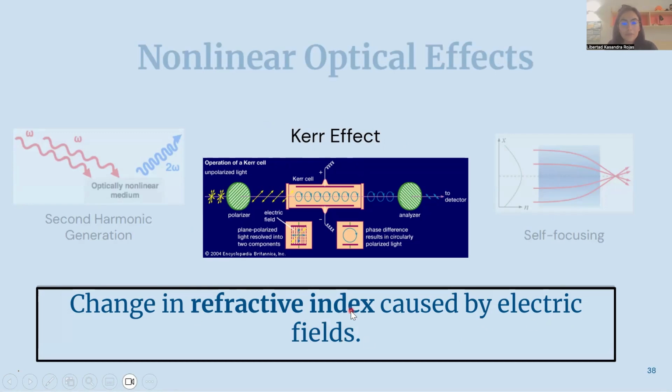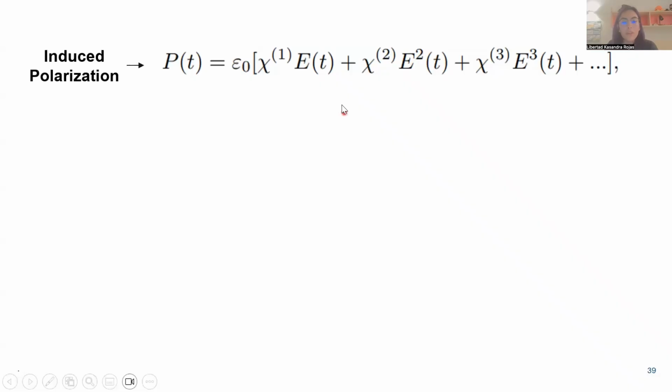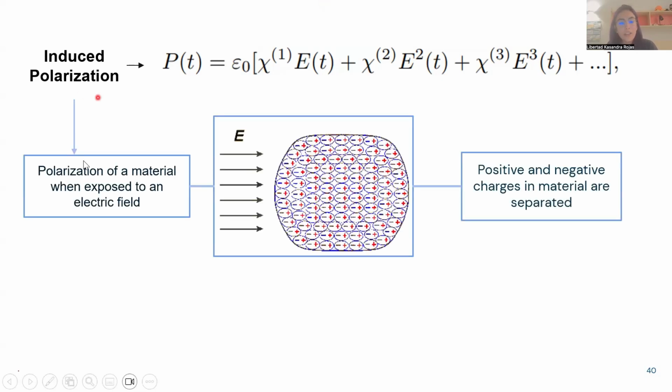Okay, so what do I mean by that? For that, we're going to look at this formula here, which is the induced polarization. Okay, and just to make sure we're all on the same page, this is the polarization of a material when exposed to an electric field. So this is the type of polarization I'm referring to. Just as we saw in the previous example, when we have an electric field applied, the positive and negative charges in the material are going to be separated.